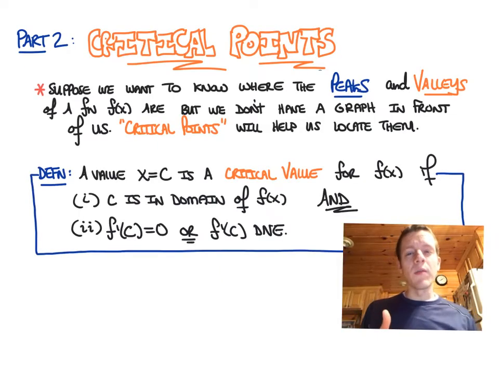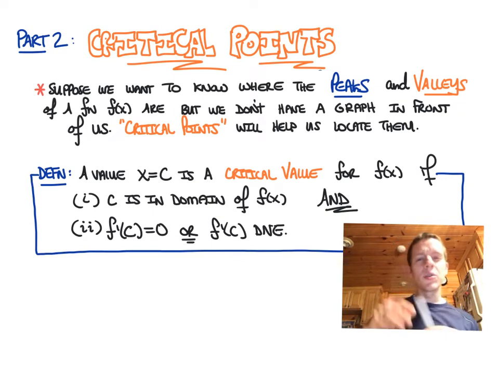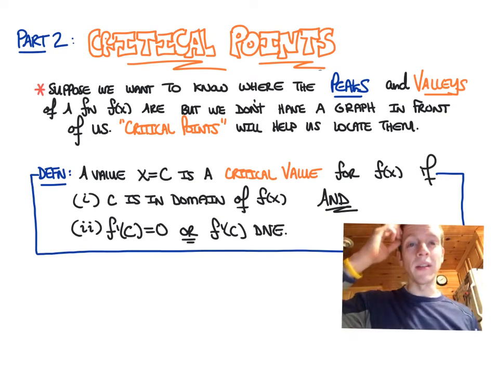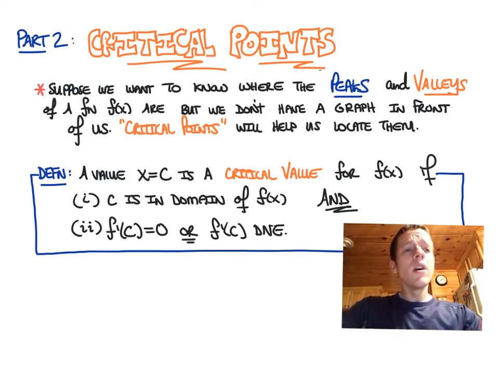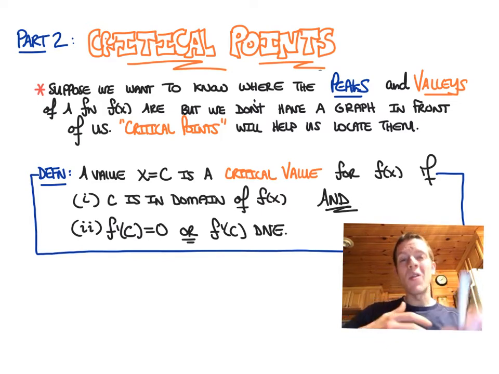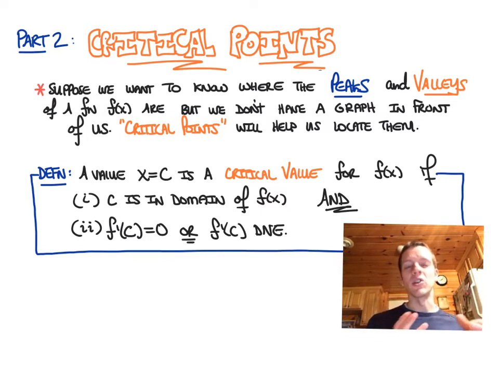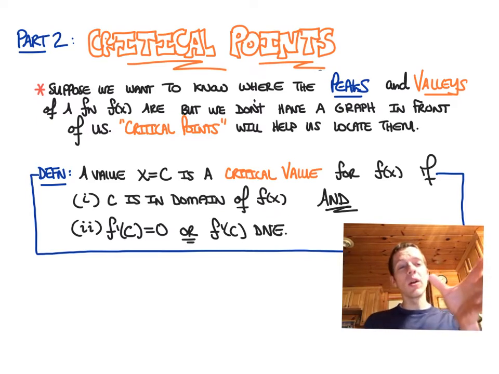Now, for the next step of the journey, still in part 2, we're going to introduce a concept called a critical point or a critical value. Suppose that you want to know where the peaks and valleys are for a given function. We have some function, and I want to know where my relative extrema are. But suppose you don't have the graph in front of you, you just have the equation. So you need a way to determine where those peaks and valleys might be located, and the critical points are going to help us locate those.